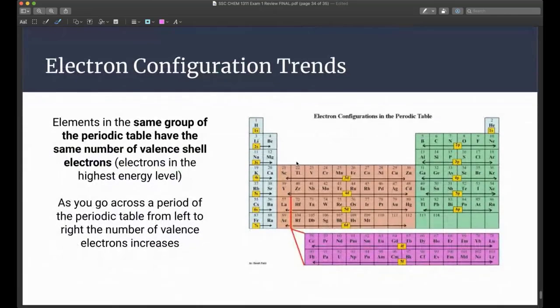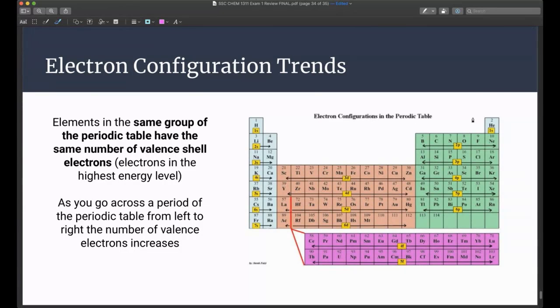So now we're going to talk about some electron configuration trends. Elements in the same group of the periodic table, like 1A, 2A, 6A, 7A, and so on, all have the same number of valence shell electrons, which are the electrons in their highest energy level. Group 7A is known as the halogens, and it includes fluorine, chlorine, bromine, and so on. All of these elements are going to have 7 valence electrons.